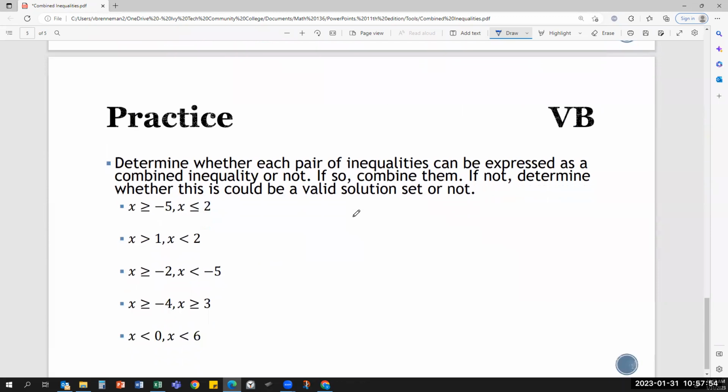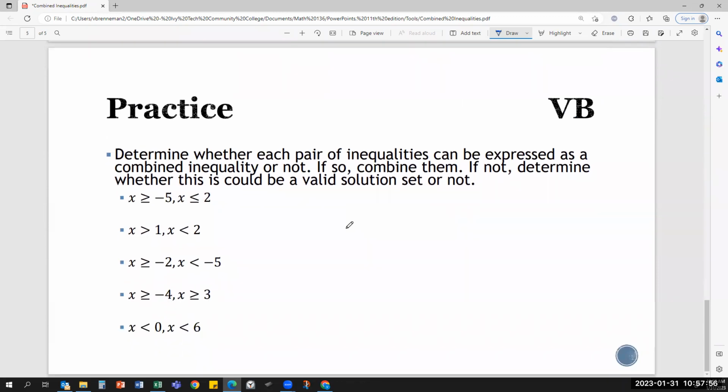All right, so some practice. We're going to look at these pairs of inequalities and figure out whether they can be expressed as a combined inequality. If so, combine them. If not, figure out whether this is at least a valid solution set, or is something wrong? So, x is greater than or equal to -5, x is less than or equal to 2.